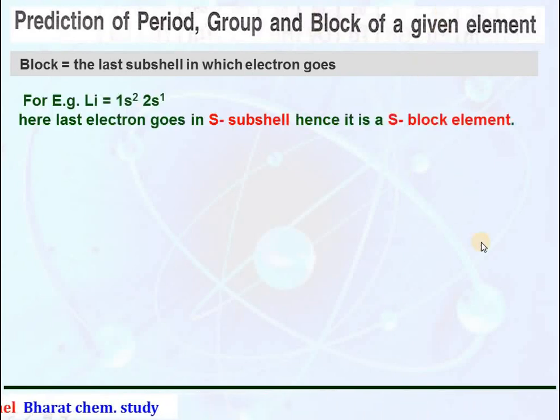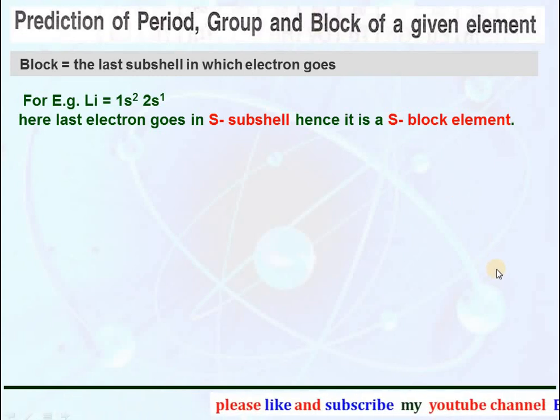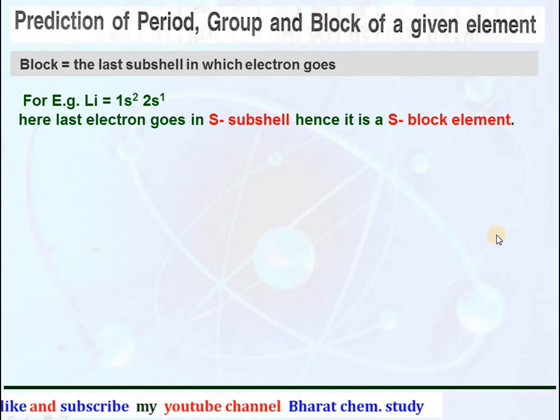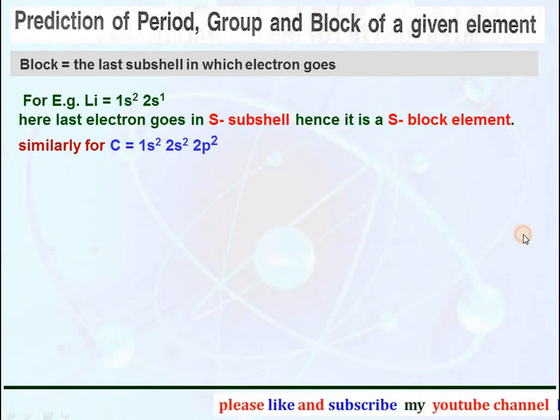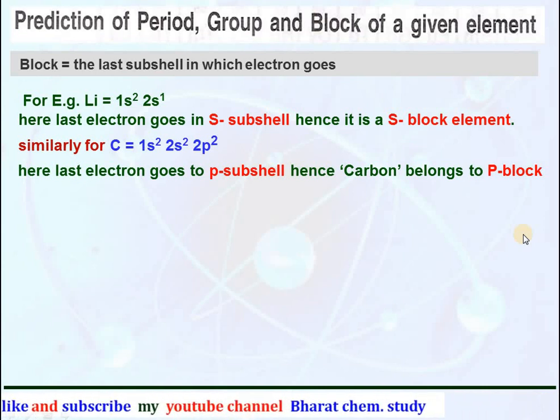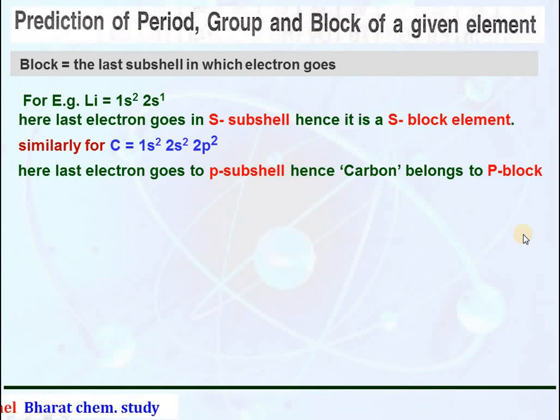For example, in case of lithium, the electronic configuration is 1s2, 2s1. Here the last electron goes to s subshell, hence lithium belongs to s block element. Similarly for carbon, the electronic configuration is 1s2, 2s2, 2p2. Here the last electron goes to p subshell, hence carbon belongs to p block.